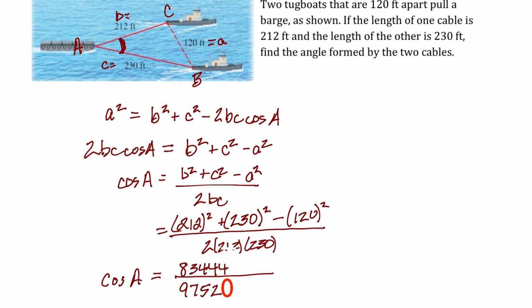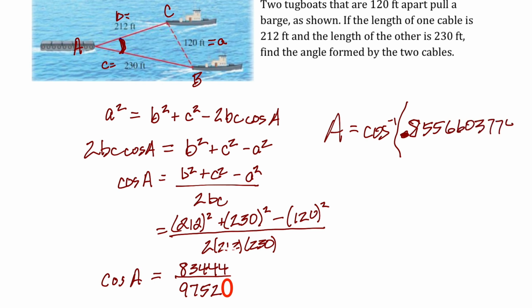So I got a little extra fraction bar here. Let me get rid of that. So A is going to be the inverse cosine of that crazy ratio. I divided that out, and I got 0.856603774.